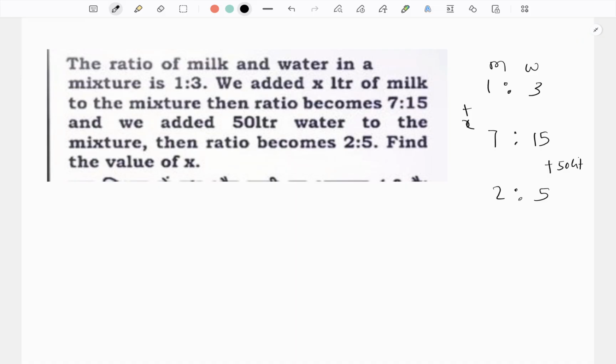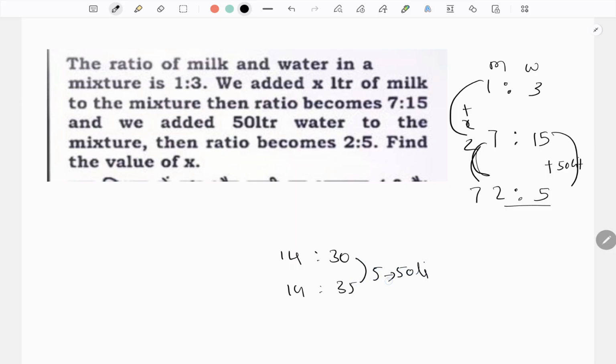We need to find the X value. But see, first time this side, second time this side, how to make it? So first I will go from the 50 liters. After adding 50 liters, there is a change in the water side, sorry, the milk side also. We added only water, so I want to make them equal. So how can I do it? Multiply this by 2 and this by 7. So 14 is to 30 and 14 is to 35. Okay, now 5 parts is 50 liters.